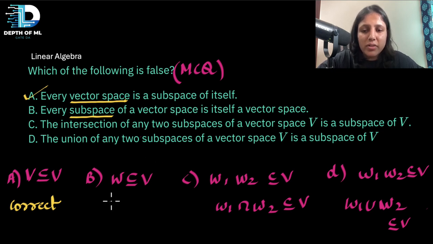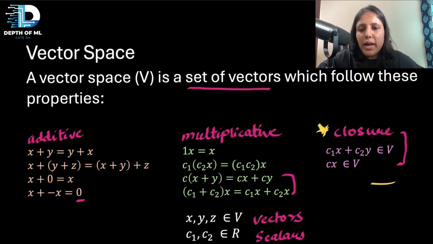Then is it asking whether W is a vector space or not? Okay, so what do we know about the vector space, right? So we know that a vector space should have additive properties, multiplicative properties, and also the closure properties, right?